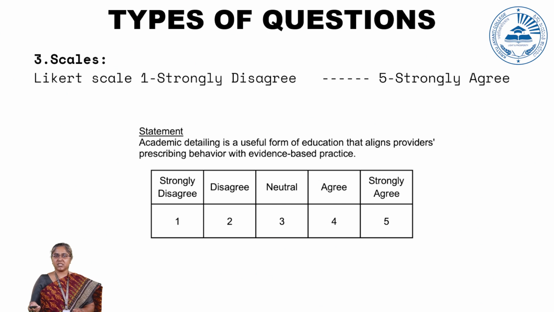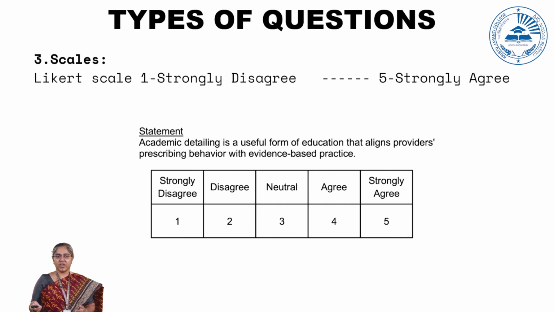Academic detailing is a useful form of education that aligns providers' prescribing behavior with evidence-based practice. So if the respondent strongly agrees, then he can choose 5 as an option. So this is the third form of questions that you can design as a close-ended question in your questionnaire.